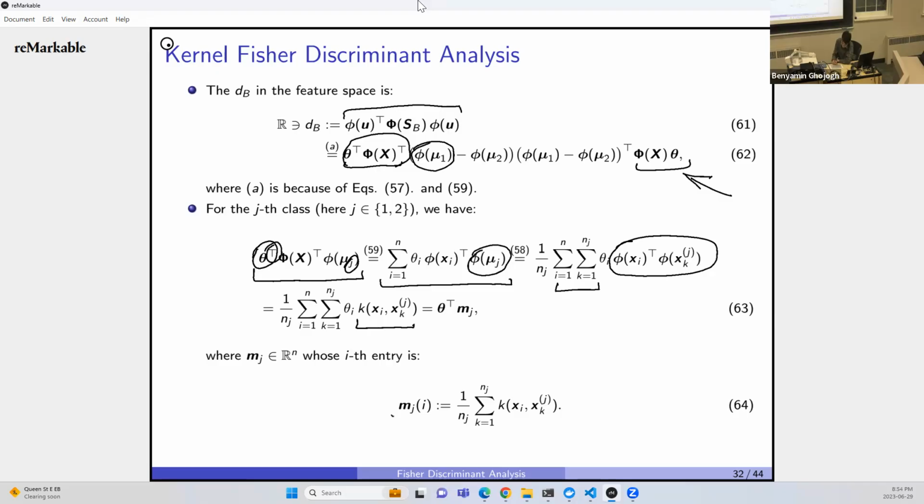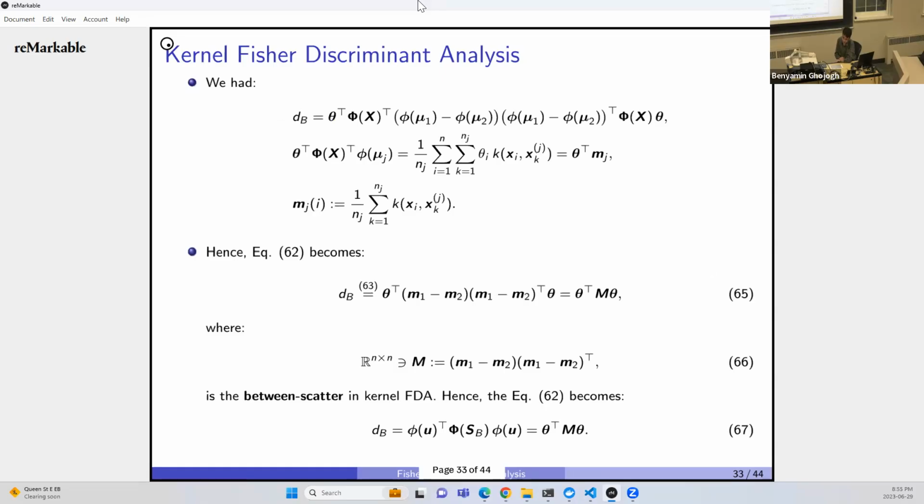Now, if I define this m_j to be this 1 over n_j and this summation over k, I can write it in vector form, theta transpose m_j, right? So what happens? According to what we just showed, I can write this d_B, because I'm multiplying this with this. We just simplified that to become theta transpose m_j. Therefore, I can write it this way: theta transpose (m1 minus m2) times (m1 minus m2) transpose theta.